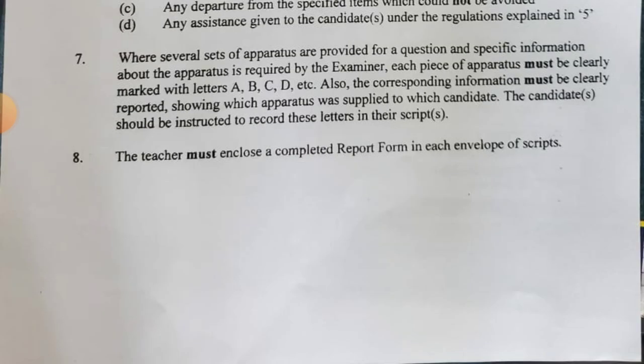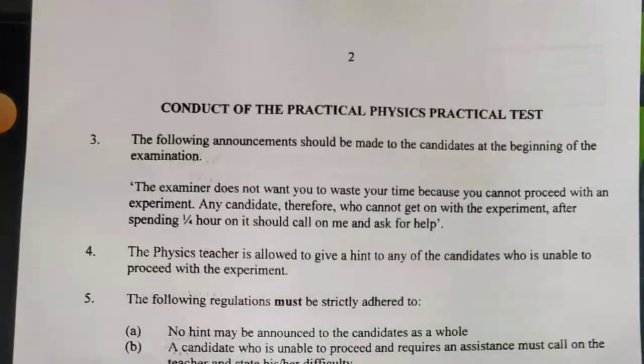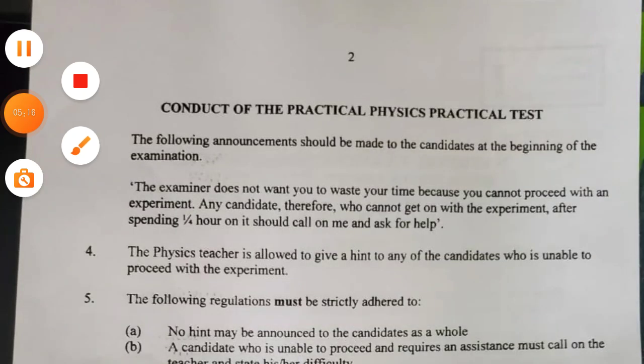So that is basically the things you need. We wish you success in the exam hall.